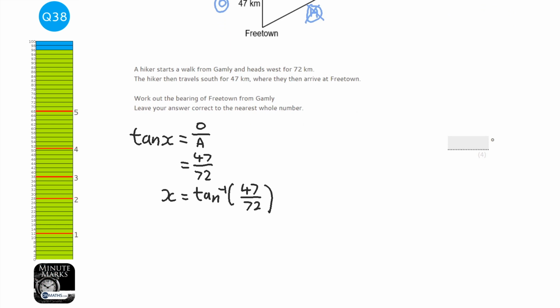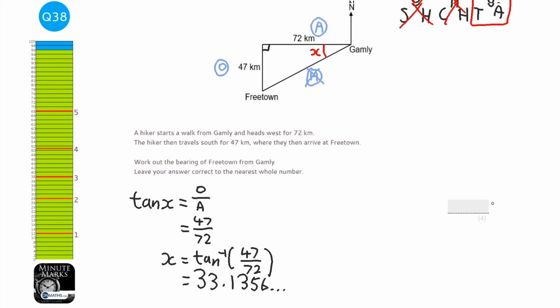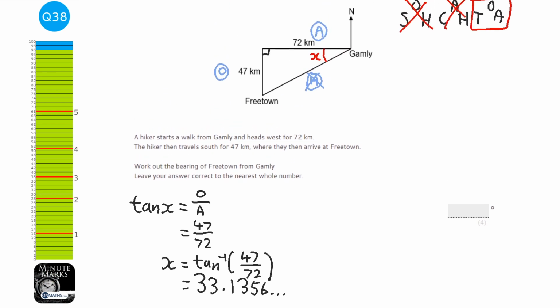Okay, let's just scroll down. So on the calculator you want to click shift or the equivalent on your calculator and then tan, and then you press the fraction button, 47, and go down, 72. Just don't forget to close the brackets. Every time you click tan or inverse tan, it opens the set brackets. Just make sure you shut them. Let's press equals, and that equals 33.1356, and so on. So x is 33, but we still haven't got a bearing.